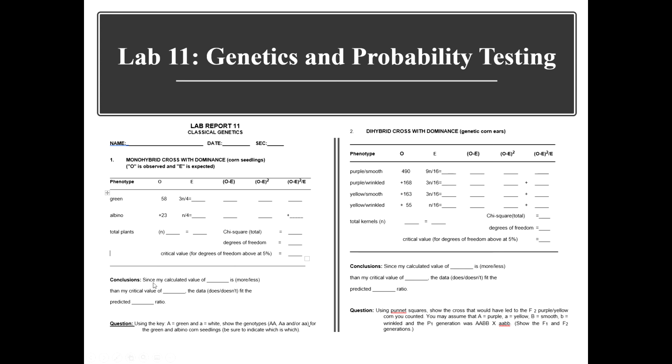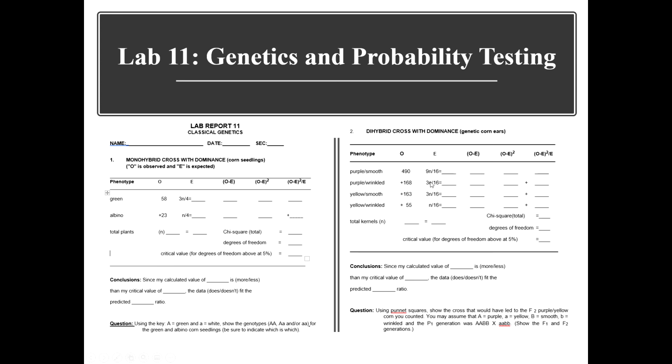So again, back here, since your calculated value, whatever you have here, is more or less than the critical value, whatever you have here, as long as it's less, the data does fit the predictive ratio. Again, this is all explained in your lab manual. Then over here, we give you more data. Again, these are the kernels that we observed. So you add those up. There's your total kernels. That's N.